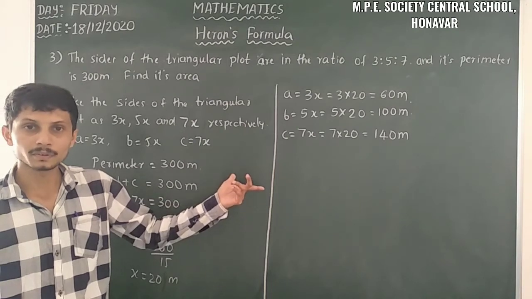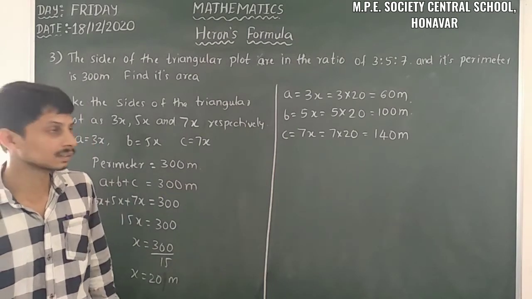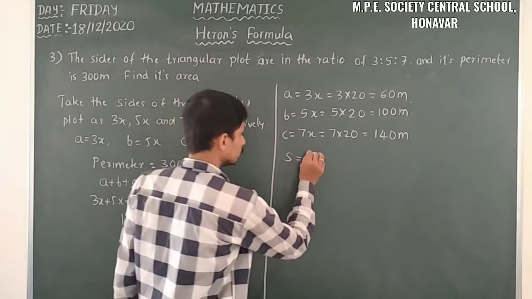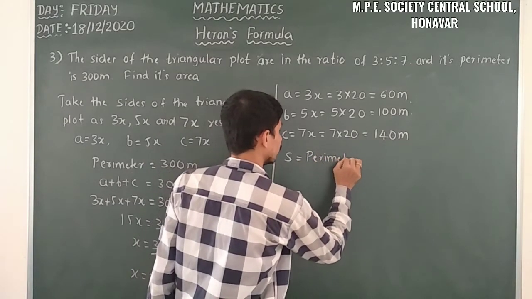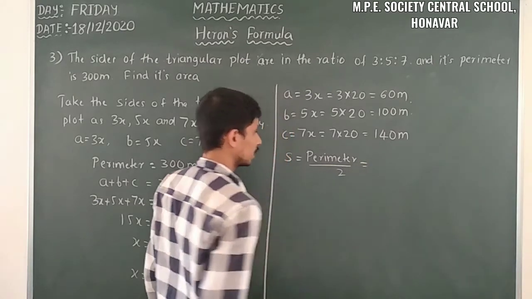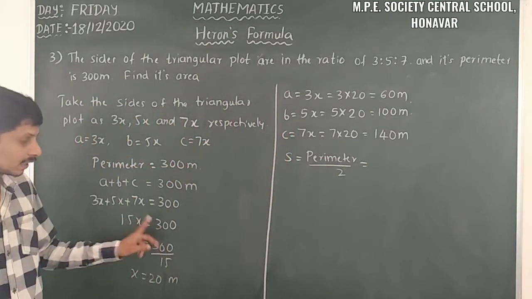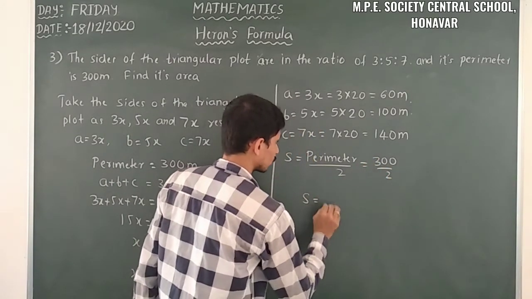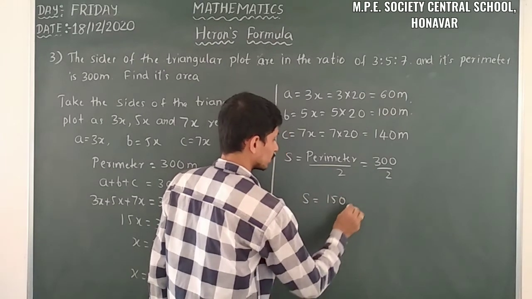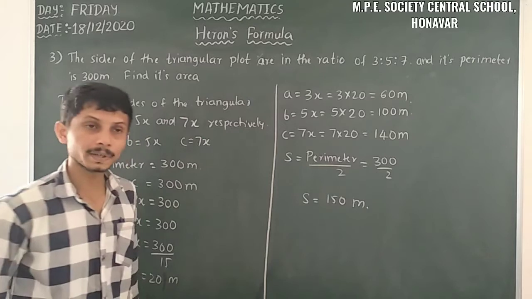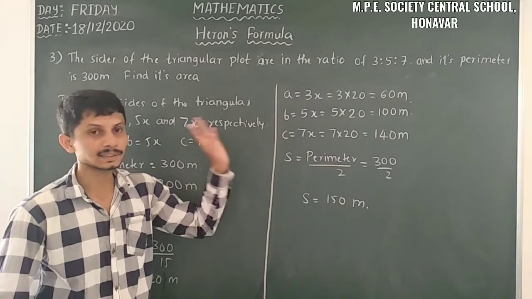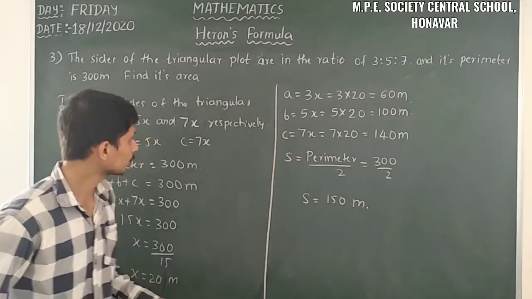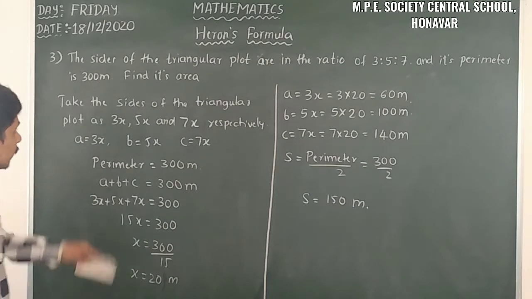Then another thing we want here is S. The value of S is equal to the perimeter divided by 2. What is the perimeter here? It is 300. So 300 divided by 2, that is S is equal to 150 meter. So we have the values of S, A, B and C. Then we have to insert these values in the area of a triangle, that is Heron's formula.